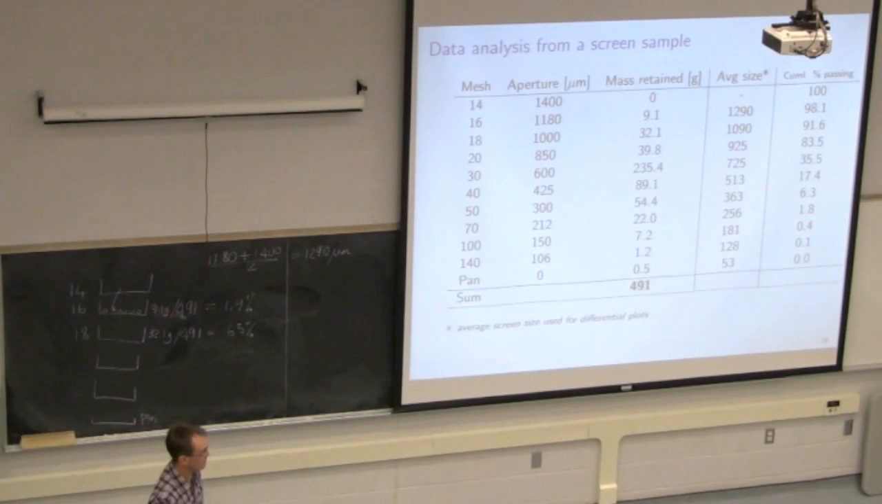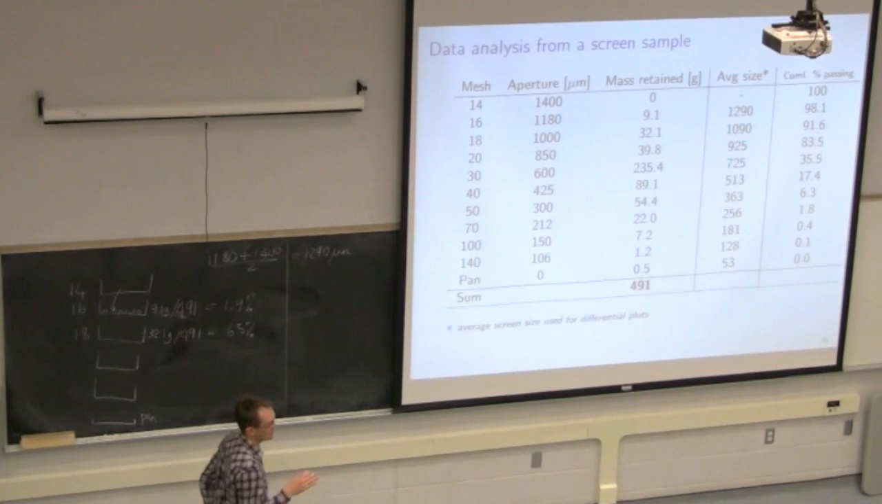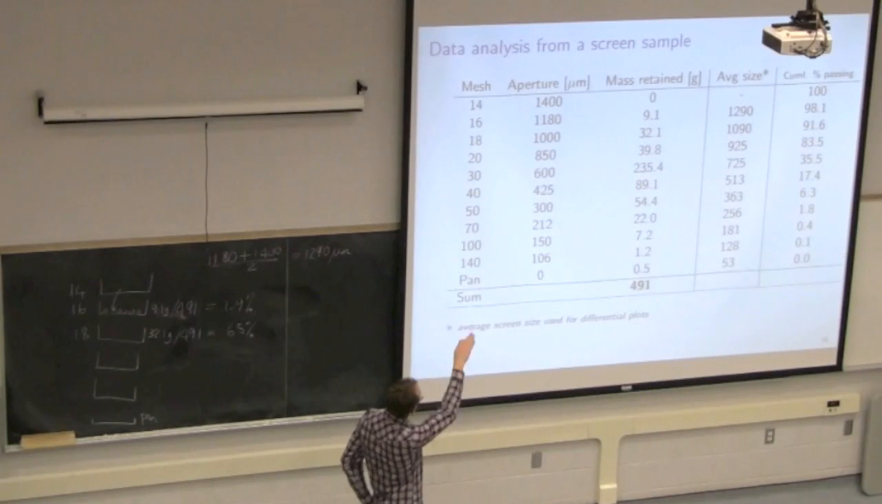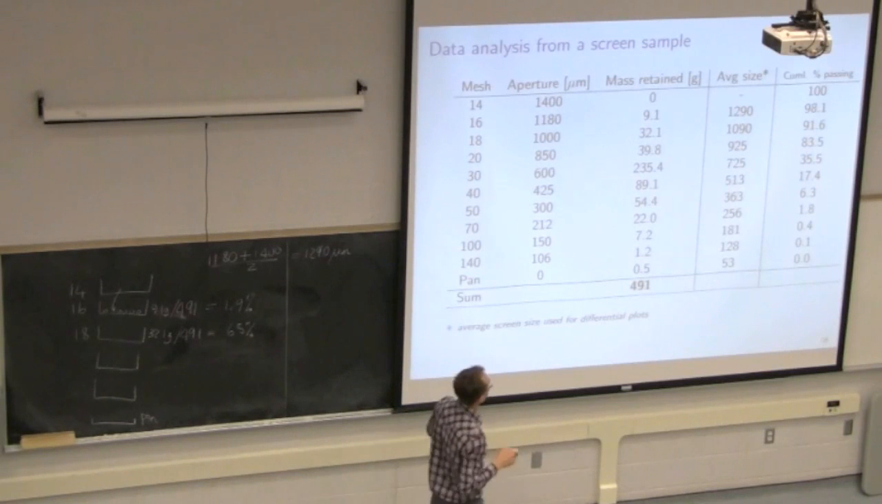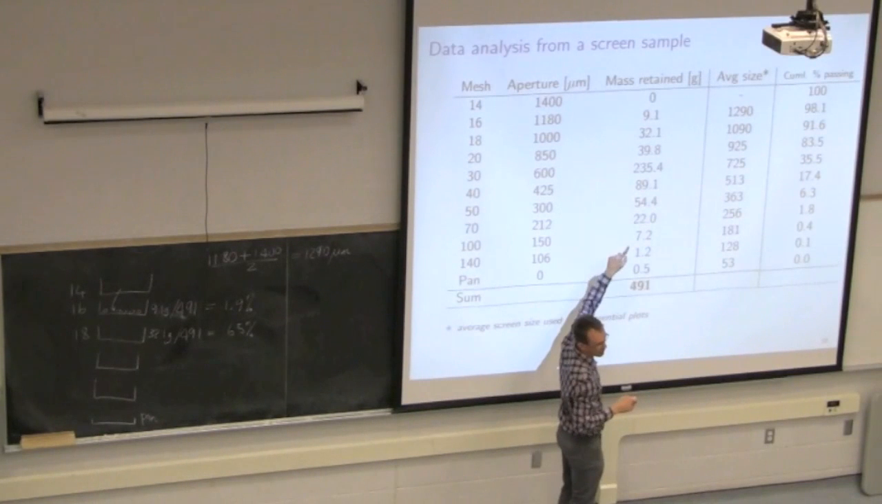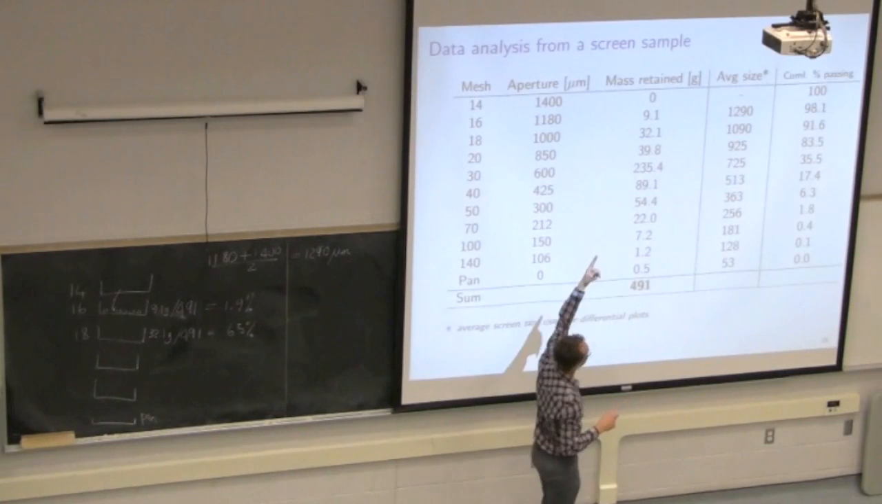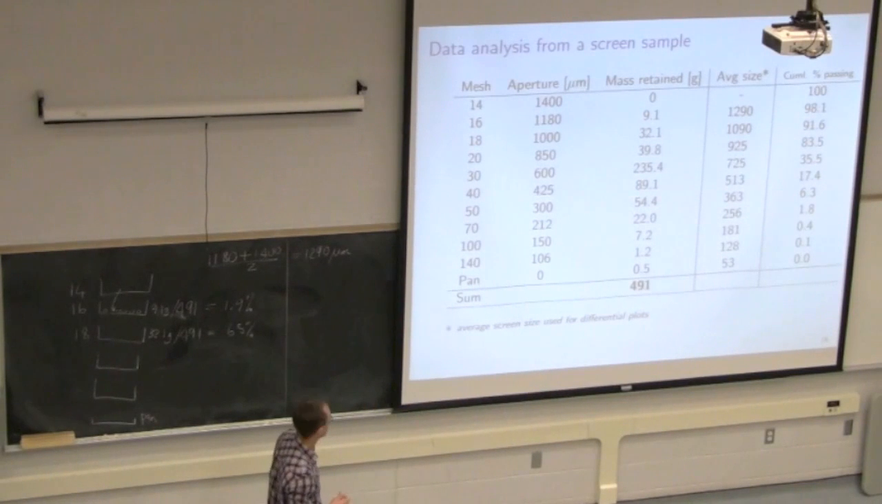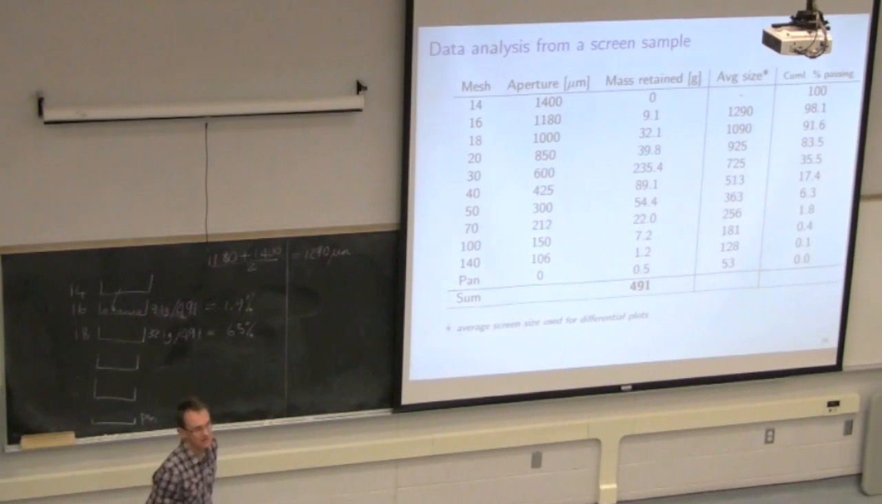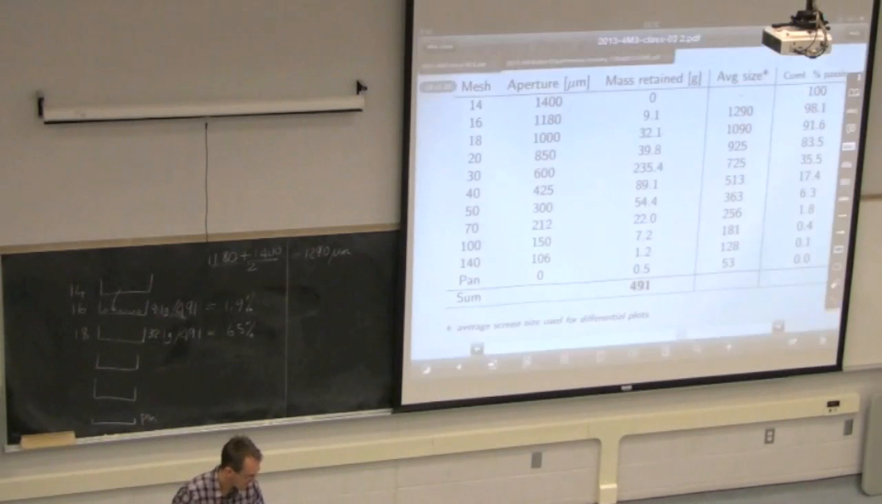So can you explain that again? What's the distinction between cumulative percent passing and percent retained? So cumulative percent passing is the total amount of mass that passes through that screen. So that second screen over there, 9.1 grams remains on the screen, but 491 grams minus 9.1 passes. So 491 minus 9.1, divided by 491, gives the percent passing. Just a mass problem.